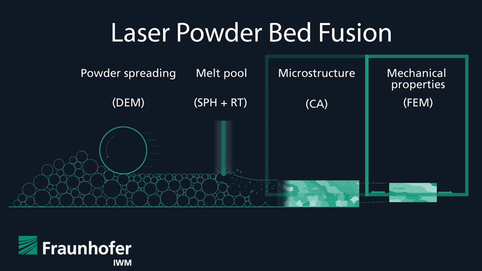Mechanical properties. This means, how does a material behave when it experiences external loads? We simulate these properties with the help of the finite element method. Here, we make use of the microstructure from the previous simulation step and apply a selection of external loading conditions. Then, we compute the response of the material and derive the mechanical properties of interest, such as the Young's modulus and the yield stress.